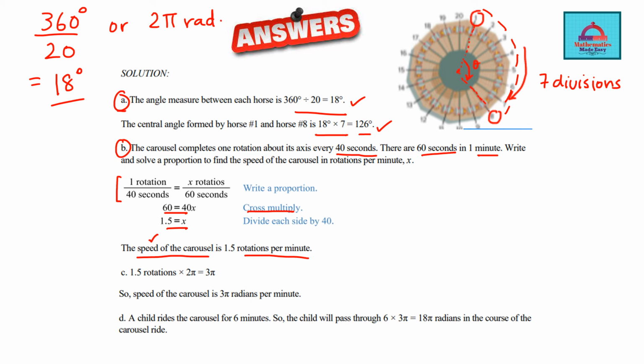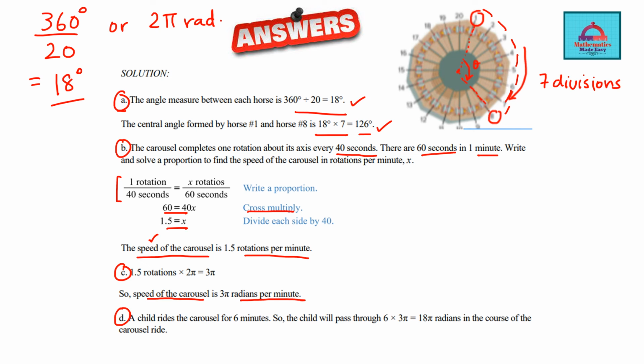Now we need to just change the unit. We already have the speed. So for part C, you need to find the speed in radians per minute. So 1.5 rotations are there and you multiply by 2 pi, you get 3 pi. This is quite an easy multiplication. So that's your speed of the carousel in the unit of radians per minute.